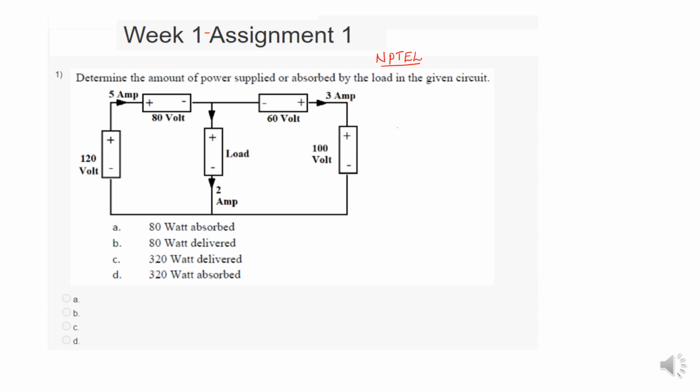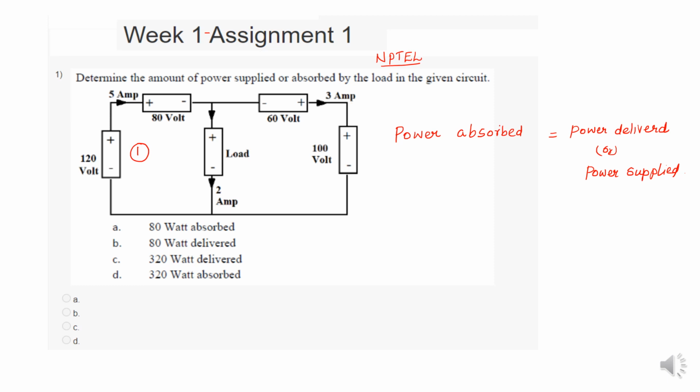In any circuit, power absorbed should be equal to power delivered or supplied. Okay, see here. First see the component number 1. This is the first component. See the current positive delivered.